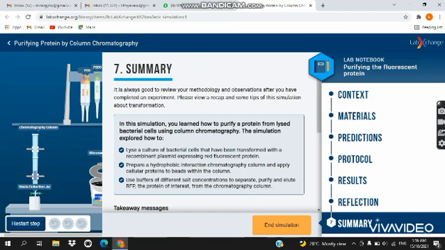Okay, summary. In the simulation, you learned how to purify a protein from a sample using chromatography. The simulation explored how E. coli cells have been transformed with a plasmid expressing a fluorescent protein. They also prepared hydrophobic interaction chromatography columns and applied the sample to the column. Use buffers of different salt concentrations to separate, purify, and elute RFP, the protein of interest, on the chromatography column.